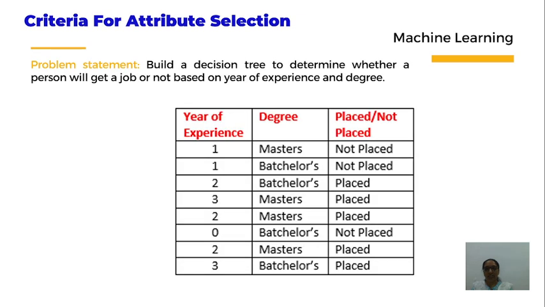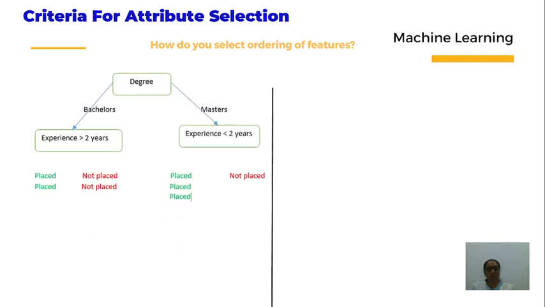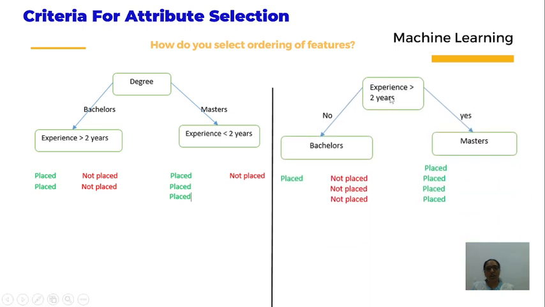Now, if we give this data to a normal person, in his mind he will be generating the decision tree. But we will see how we can generate a decision tree with the decision tree concept. Here we will have two features: one is the years of experience and the second one is the degree. So how do we select which attribute to use as the root node? For selecting the ordering of the features, should we select the degree or should we select the experience as a feature?